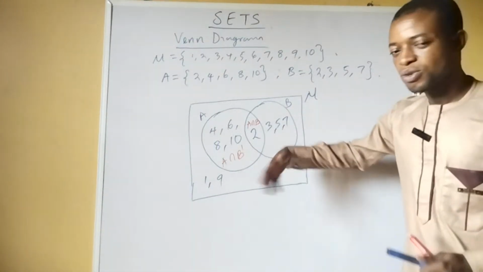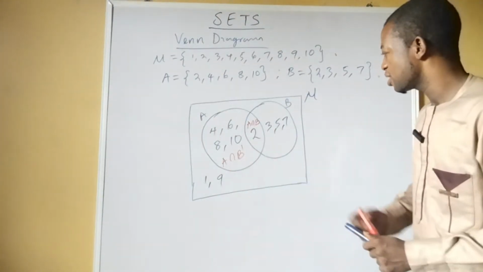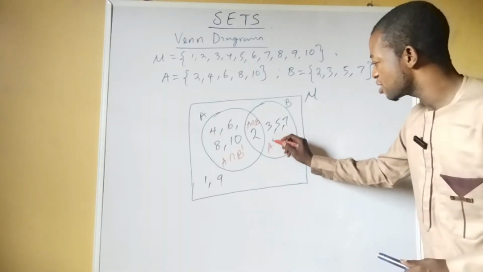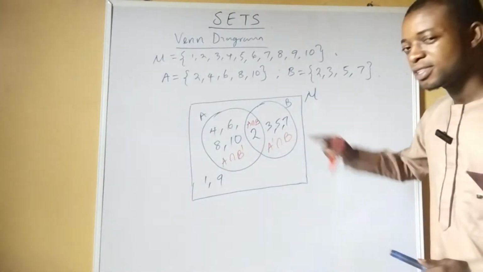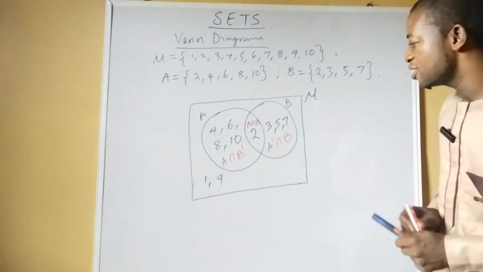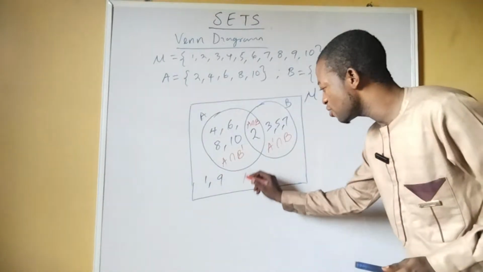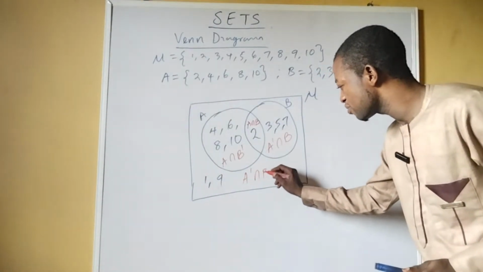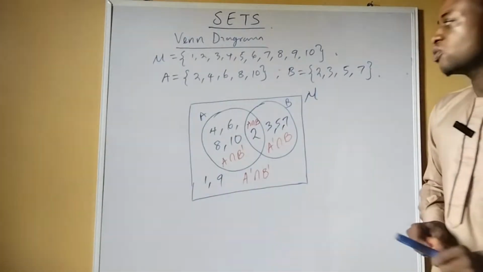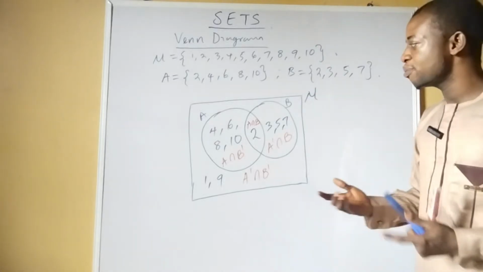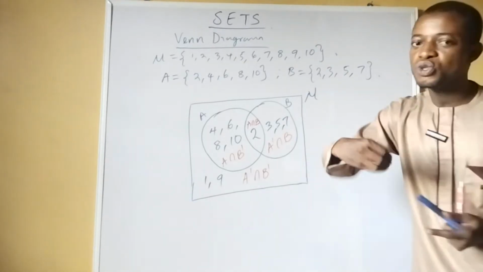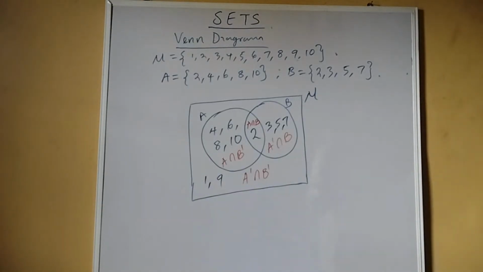B complement means not in B, right? Elements in A but not in B. And this one means A complement intersection B: elements not in A but in B. Okay. Now this one means elements not in A and not in B. So now understanding of this will help us to interpret and solve any problem given to us on sets, even using a Venn diagram. So I believe you are enjoying this.